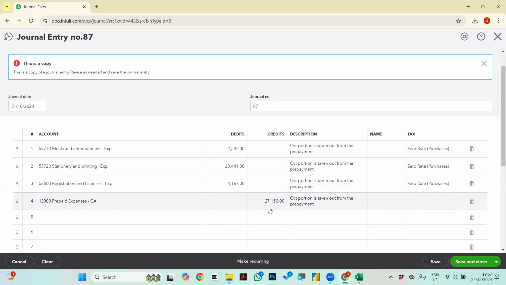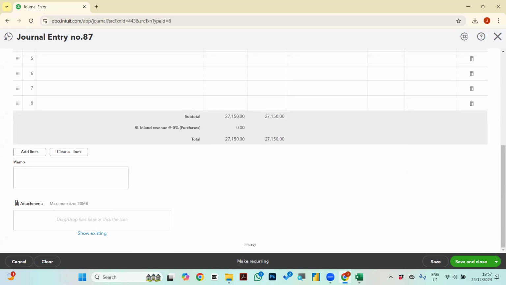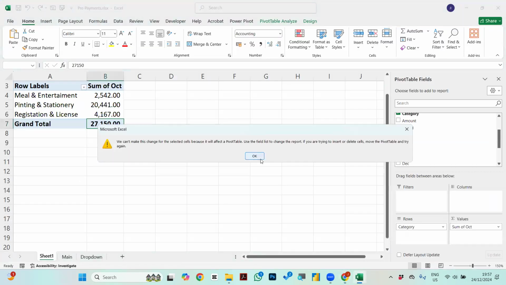Now, of the 27,150, meals is going to be 2,500, stationery is going to be 20,000, and registrations and license is going to be 4,100. So this is how we divide them. This is the previous one, I'm going to remove it. Let me save it. So sorry.